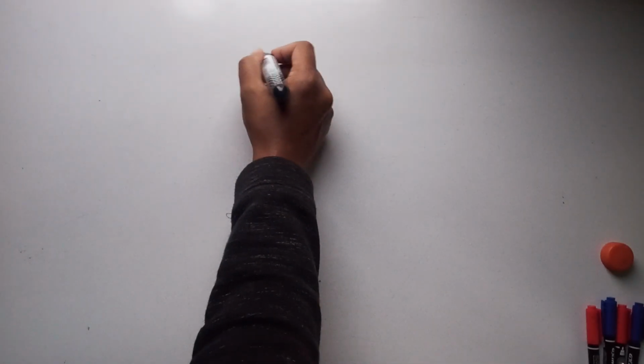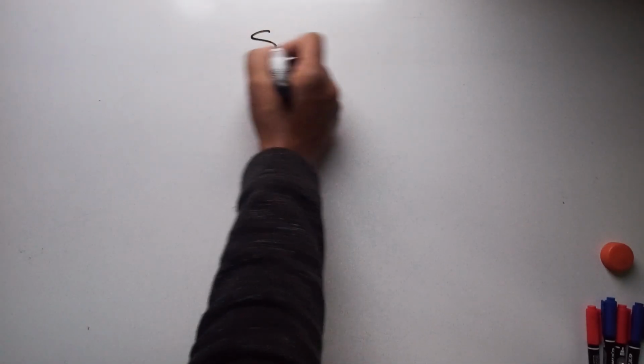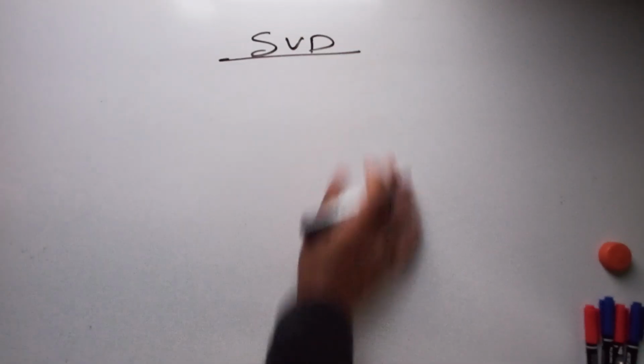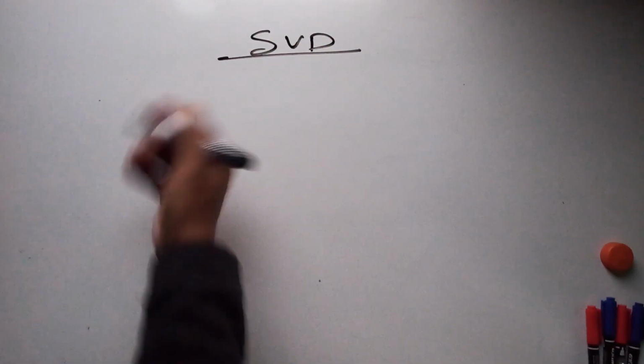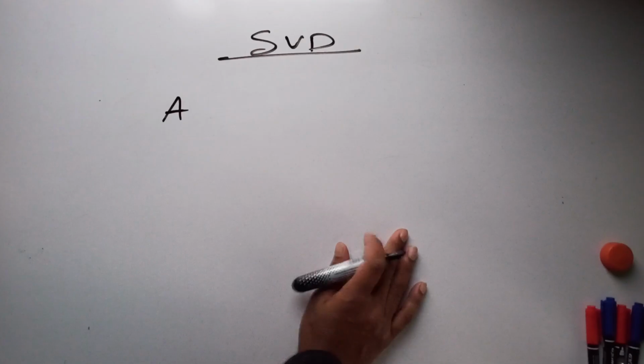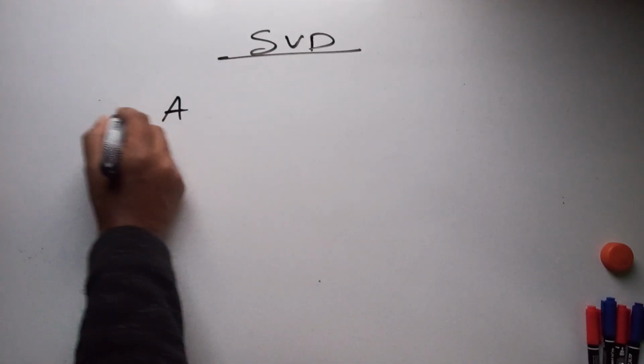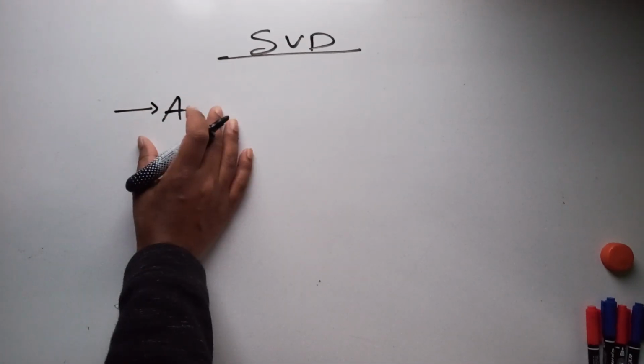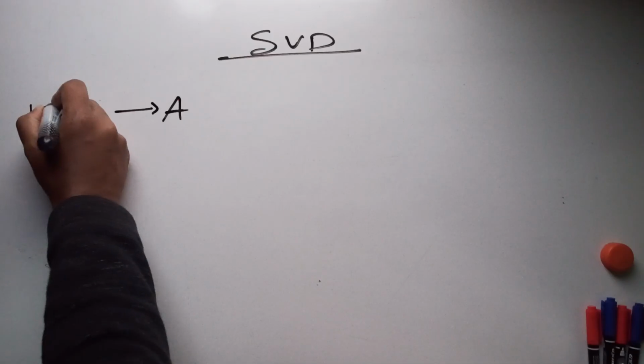Hello everyone, today I will demonstrate SVD, singular value decomposition. Suppose I have a matrix A, and this matrix A is not a simple matrix, it's a transformation matrix.